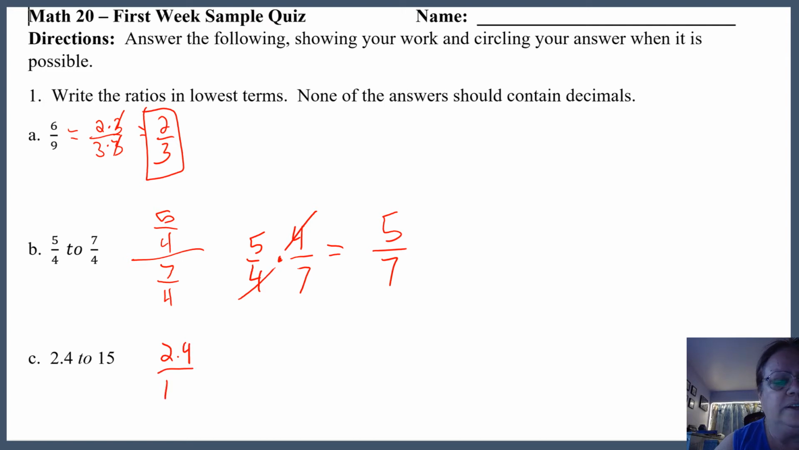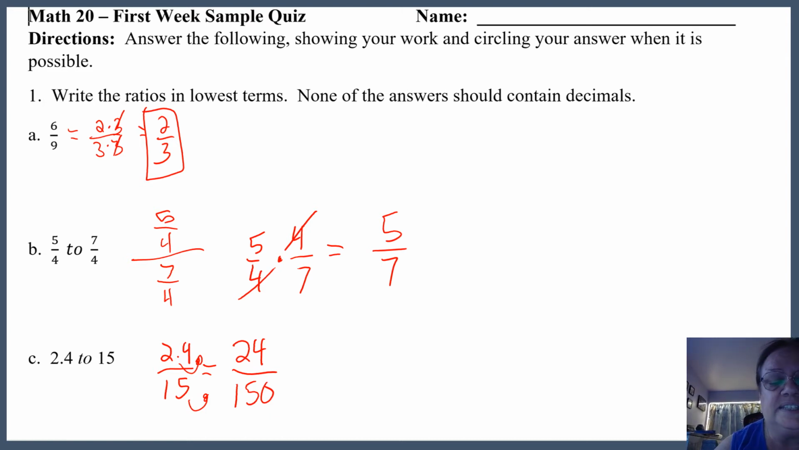All right, 2.4 to 15. Okay, I'm going to change this and get rid of the decimal. 24 over, now this gains the 0 because I moved this one decimal place. I have to move this one decimal place and give it a 0. Okay, now if I simplify this, well, I know they both have 3's in them and probably 6's.